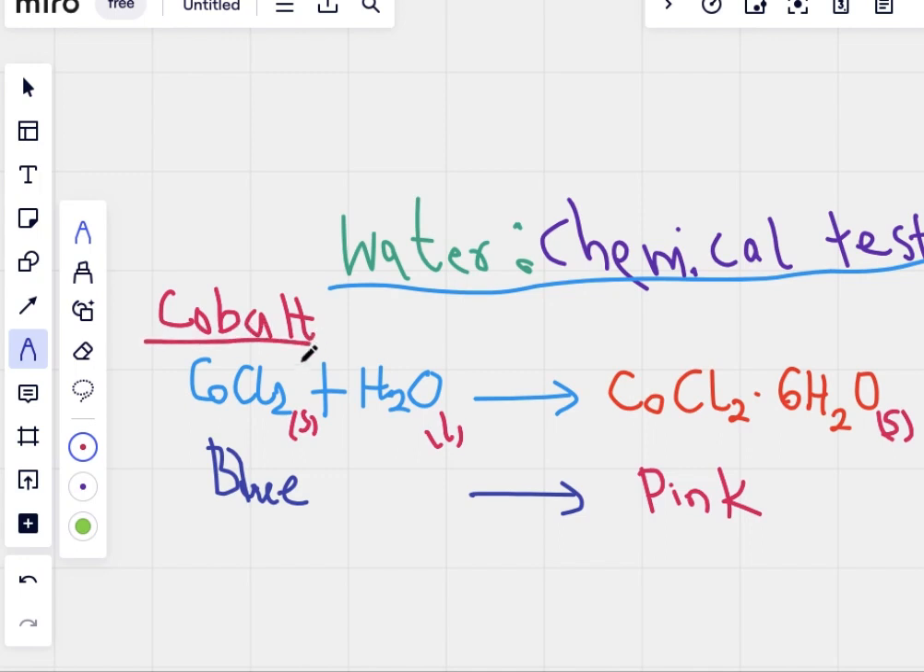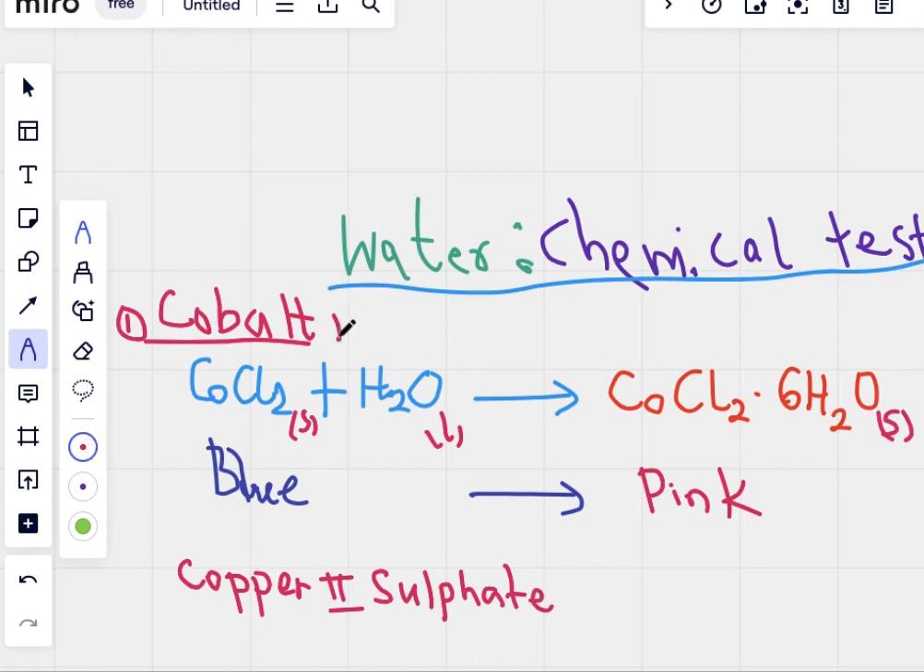To test for water, the second method is using copper 2 sulfate, but anhydrous copper 2 sulfate. Copper 2 in Roman figure. So the second method is to use copper 2 sulfate to test for the presence of water. It will change white anhydrous copper 2 sulfate to blue. For this second test, it will change it to blue.